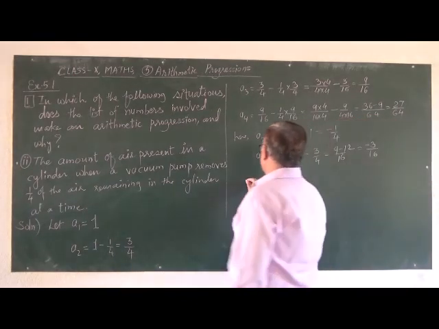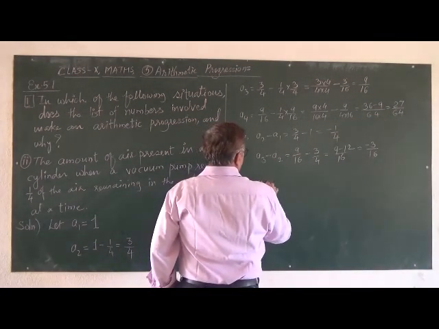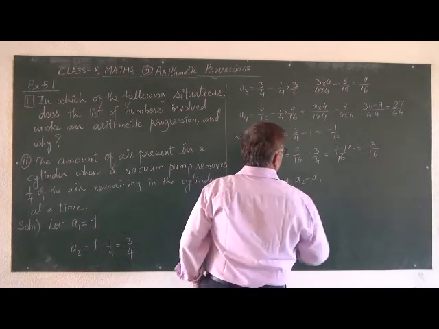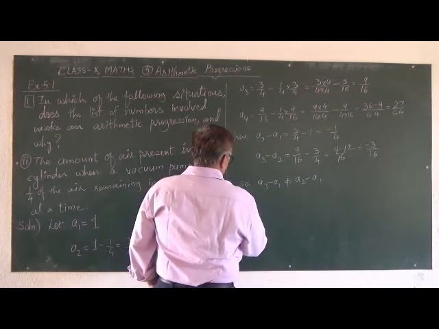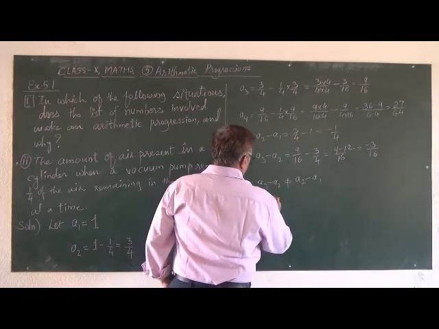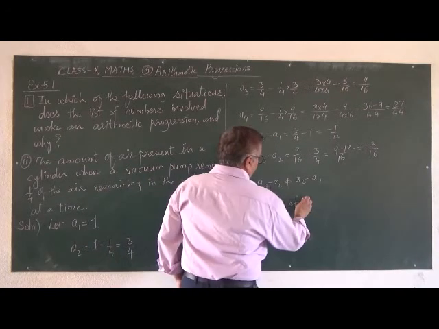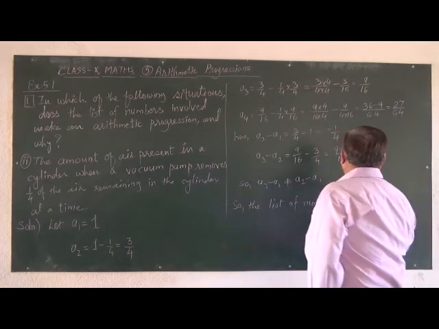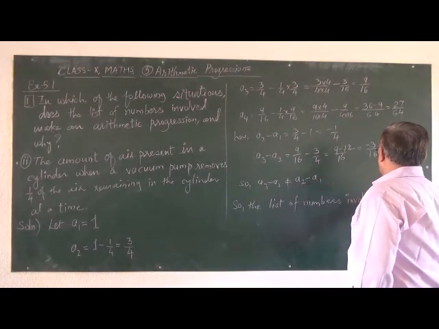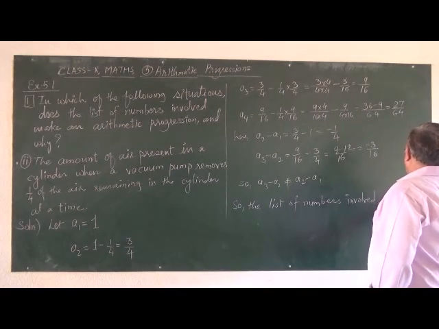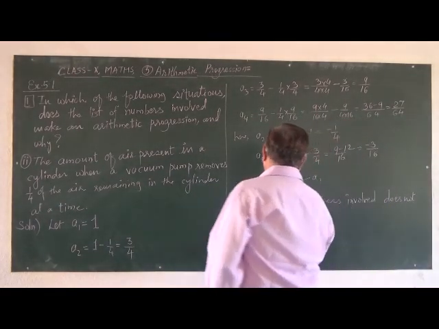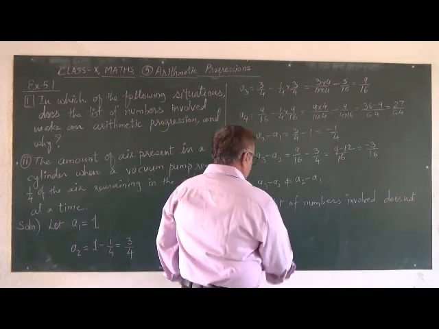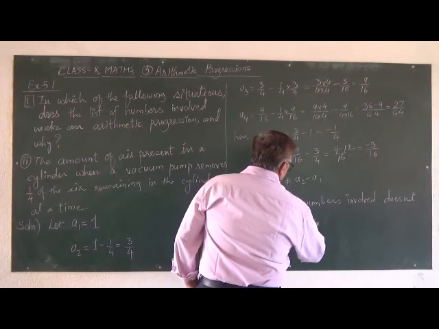So A3 minus A2 is not equal to A2 minus A1. So the list of numbers involved does not form an AP.